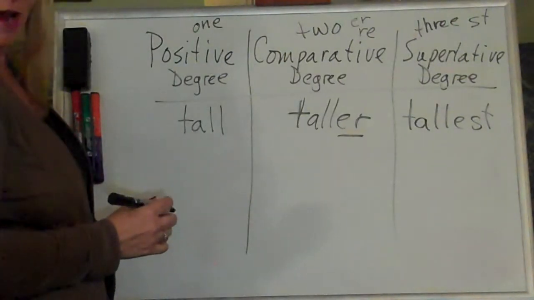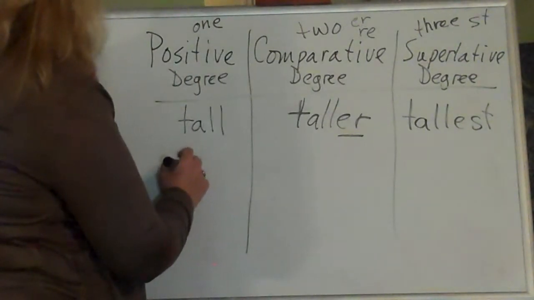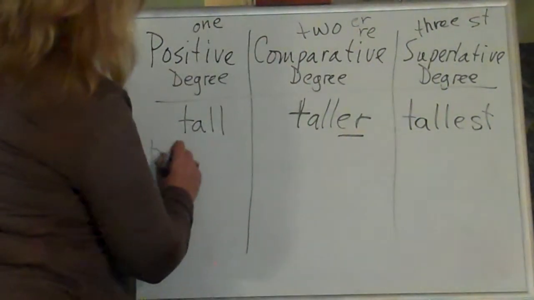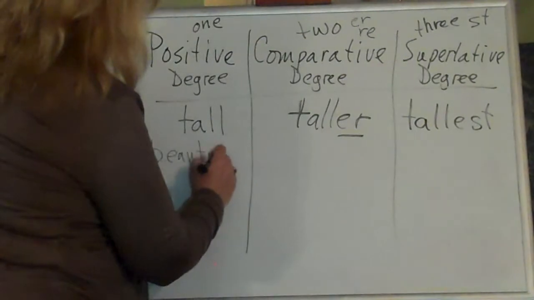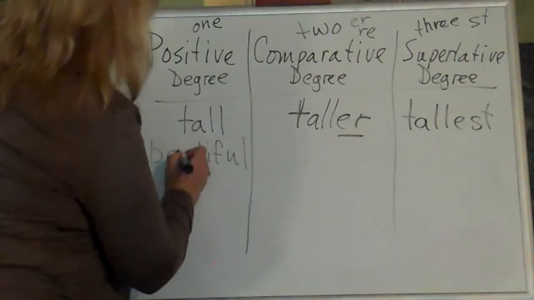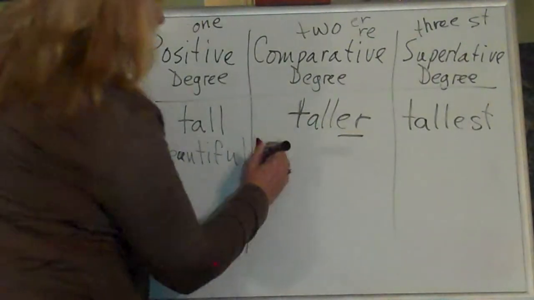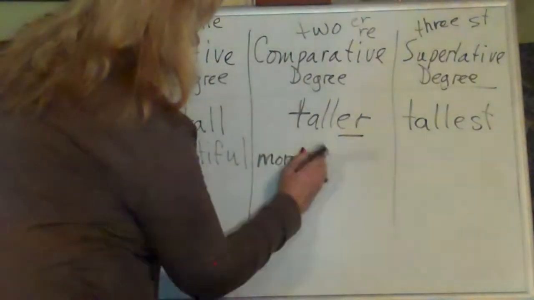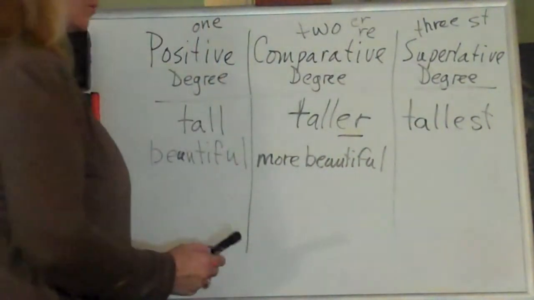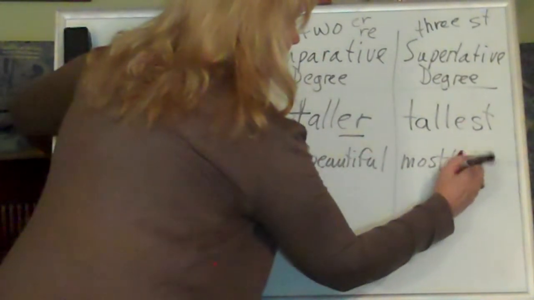So let's just try this now. We have some words that you can just add ER to, and then we have others that you can't. So let's try something like beautiful. We can't say beautifuler, right? So what we have to do is say more beautiful. And if we're comparing three or more, then we're going to say most beautiful.